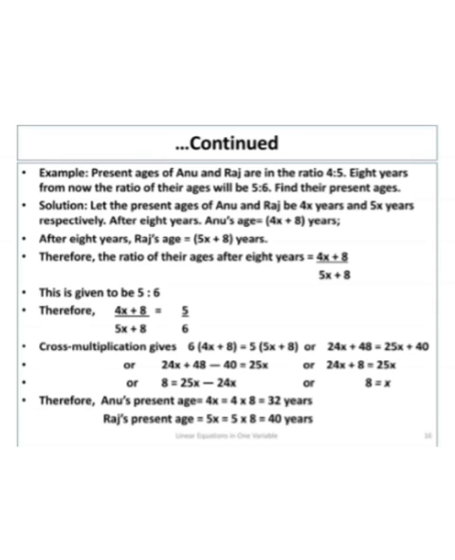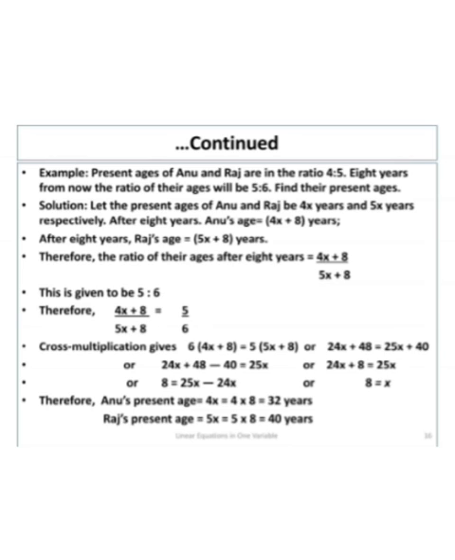After 8 years, Anu's age will be 4x plus 8 years and Raj's age after 8 years would be 5x plus 8 years. So therefore, we can say the ratio of their ages after 8 years would be 4x plus 8 upon 5x plus 8, which is also given as 5:6. Therefore, we have the equation 4x plus 8 upon 5x plus 8 is equal to 5 upon 6.